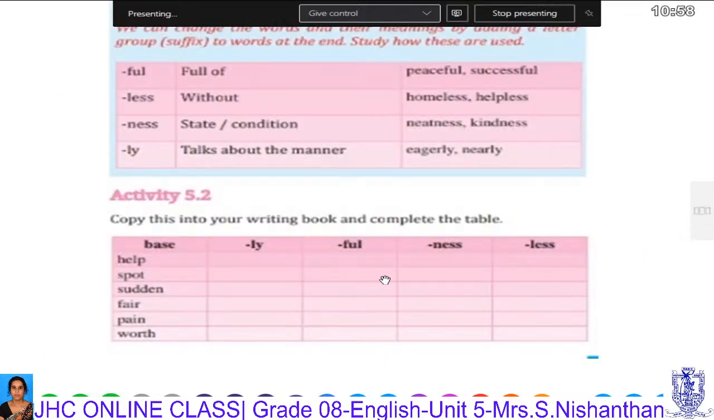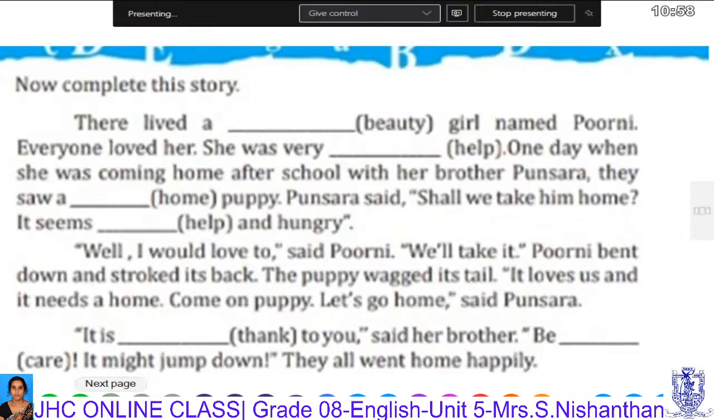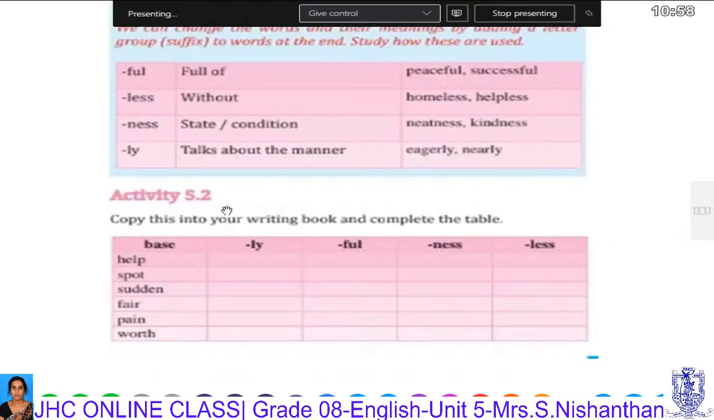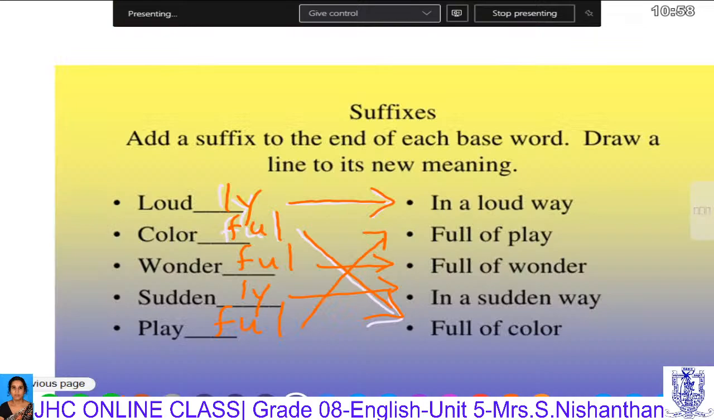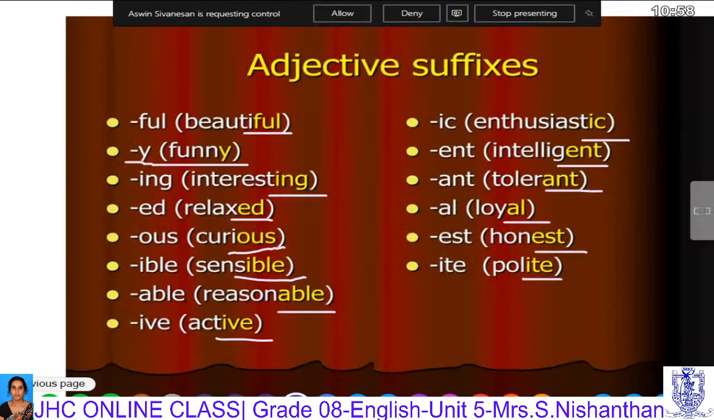If you fill out the grid, you can do the next activity also. Both activities are for your homework. Try it out at your home. Let's meet in the next class with the answers. Right? Thank you, students.